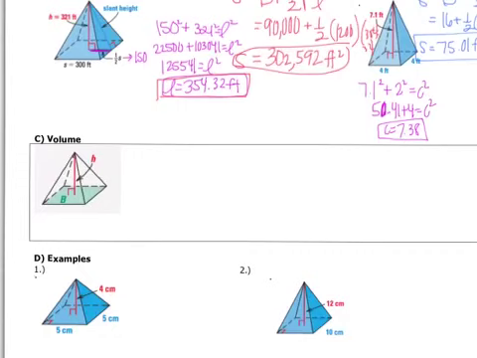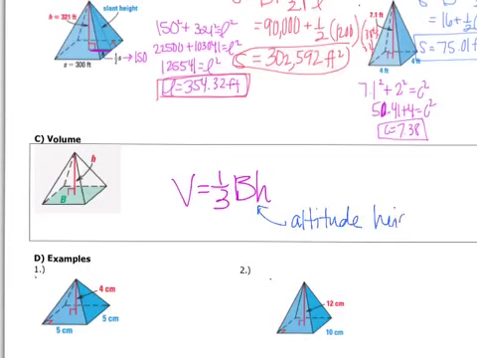So we'll take that volume formula for a prism, which is area of the base times the height, and we'll stick that same 1/3 in front of it. So again, a prism and a pyramid have the same relationship for their volume that a cylinder and a cone have. Okay. I do want to point out, guys, this is the altitude height, not the slant height. So make sure you're using the altitude height from the vertex of the pyramid straight down to the center of your base.